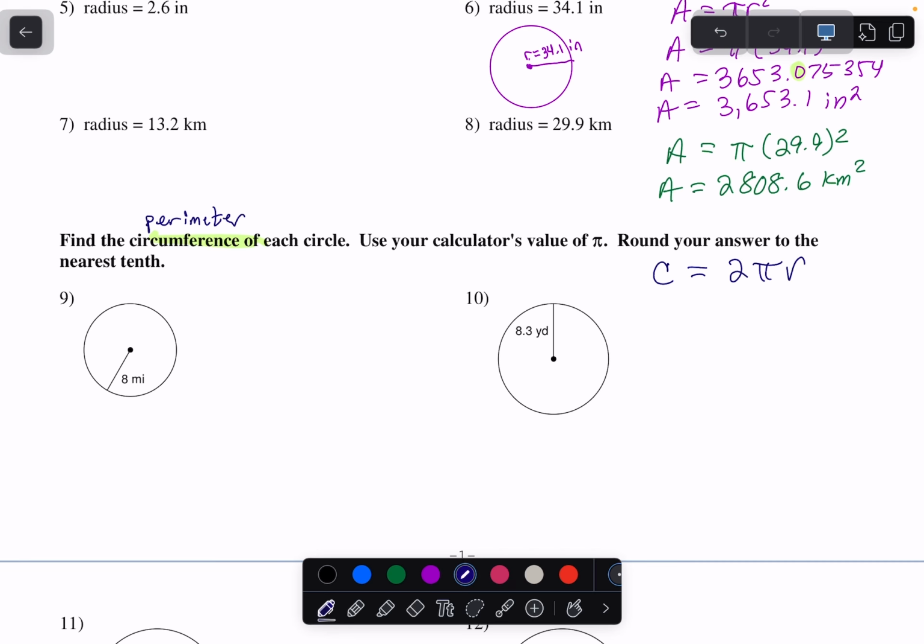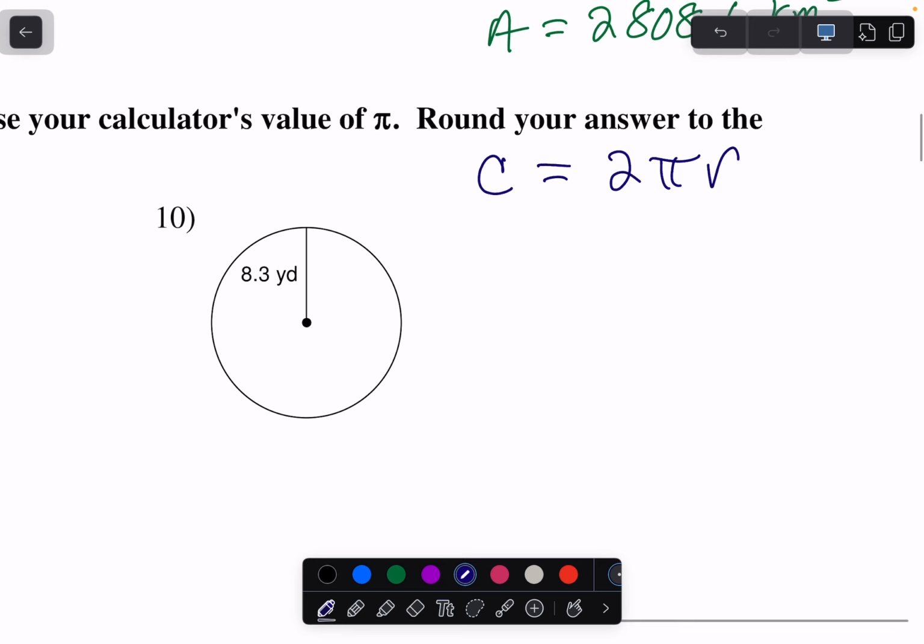Now, mathematically speaking, when the 2 and the pi and the r are sitting next to each other like that, that technically means to multiply all three of those things together. So we're going to do 2 times the pi button times the r value. They have given us in number 10, the radius is 8.3, 8.3 yards to be specific. Let's stick those into our calculator. So it's going to be 2 times the pi. Again, 3.14 is acceptable. The pi button's a little better. Times 8.3.